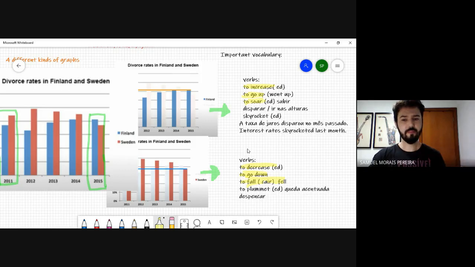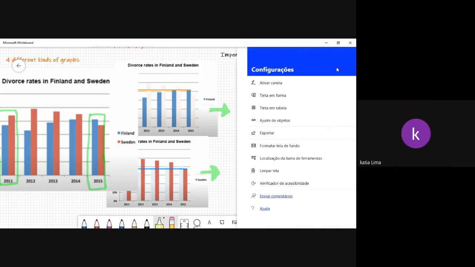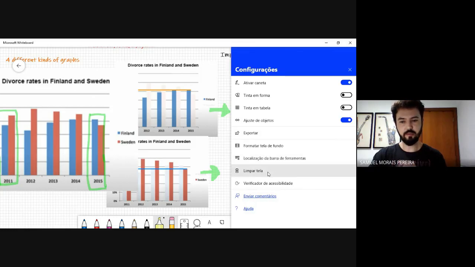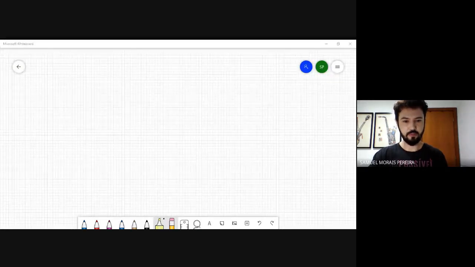Alguma pergunta? Não? Ok, so eu já estou quase acabando, tá? Aguentem firme aí mais uns 8 minutos, please, ok? Vocês podem ficar aí? Yes. Ok. Então vamos lá. Just a moment.